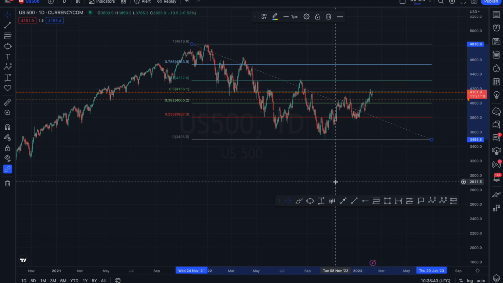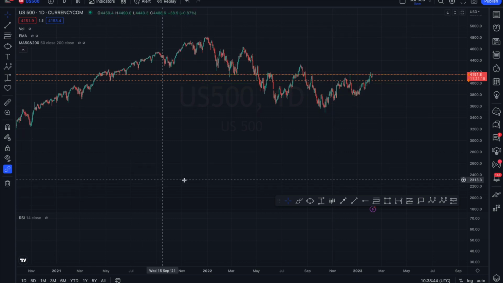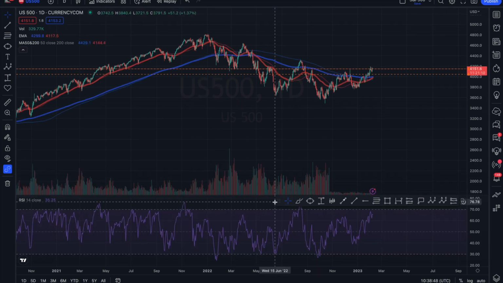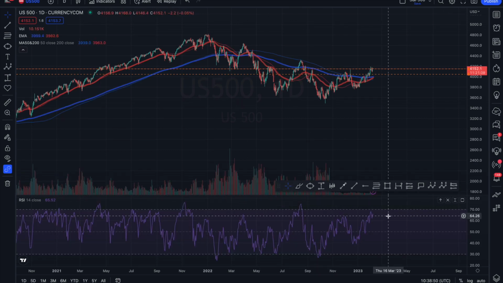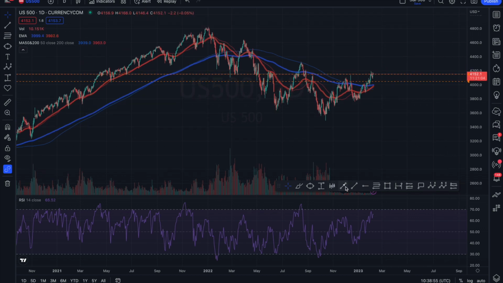One thing that I definitely am keeping a very close eye on is the RSI. The RSI is now starting to show signs of becoming overbought. We're currently trading at 65. So once that starts to hit 70, that could be an indication as to when to potentially consider taking profit.